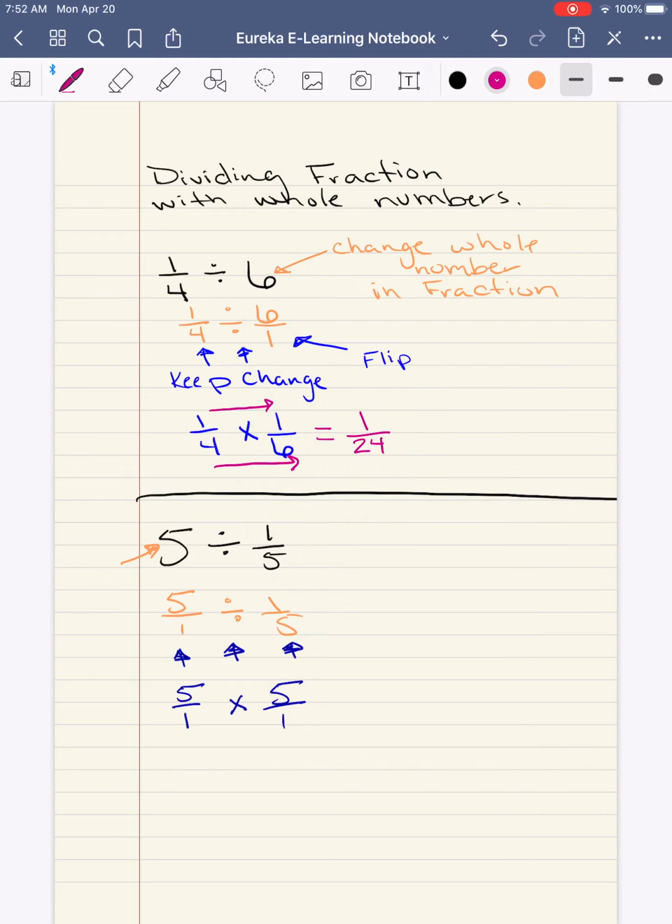I'm going to do exactly what I did before. I multiply my numerators: 5 times 5 is 25, and 1 times 1 is 1. I cannot leave this like this because my numerator is bigger than my denominator. 25 divided by 1 is 25, making that my final answer. That's all you guys are going to be doing today.